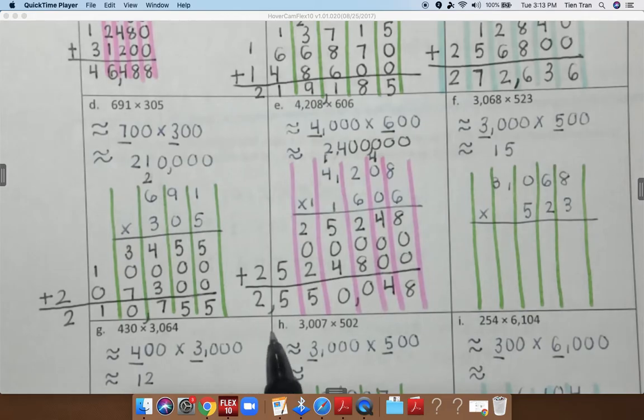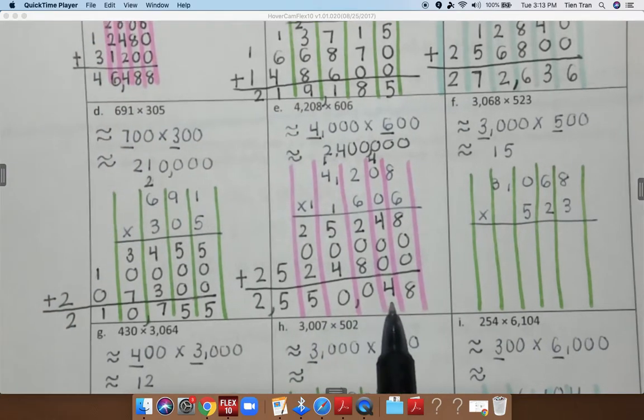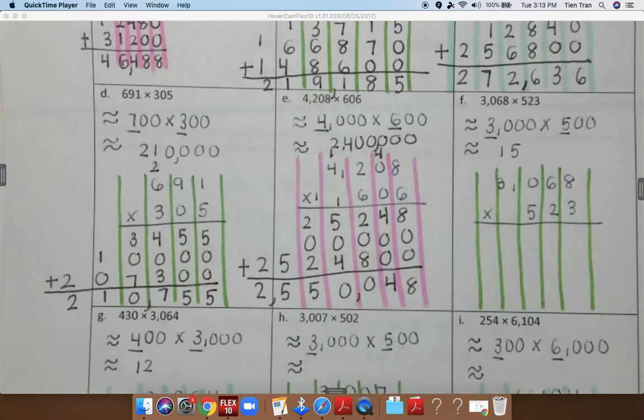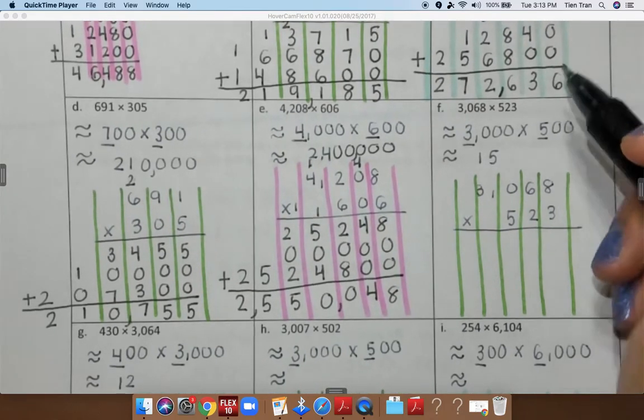And as you can see, we have 2,550,048. So it's very similar to the answer we got. It's still in the 2 millions. Now, for the next problem, I'm going to solve for this one.